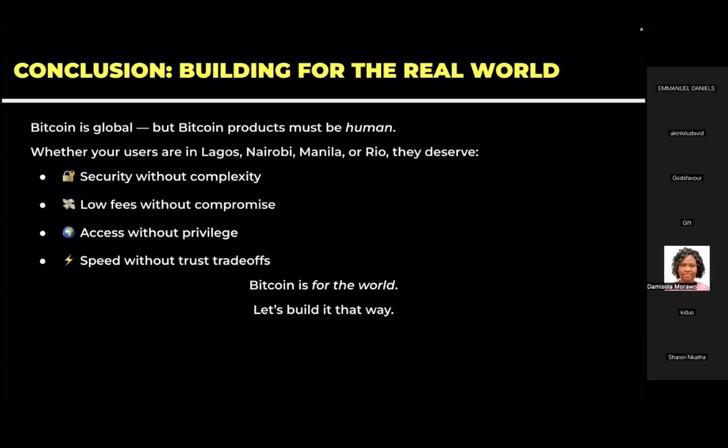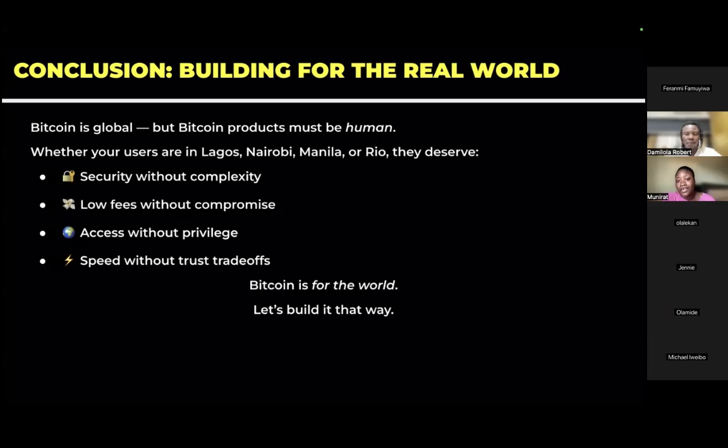So even if your user is in Lagos, South Africa, Benin, they deserve security without complexity. They deserve low fees. Everybody wants cheaper things, but at least it should be without compromise. They deserve access without privilege, and they want speed without trust. Thank you.